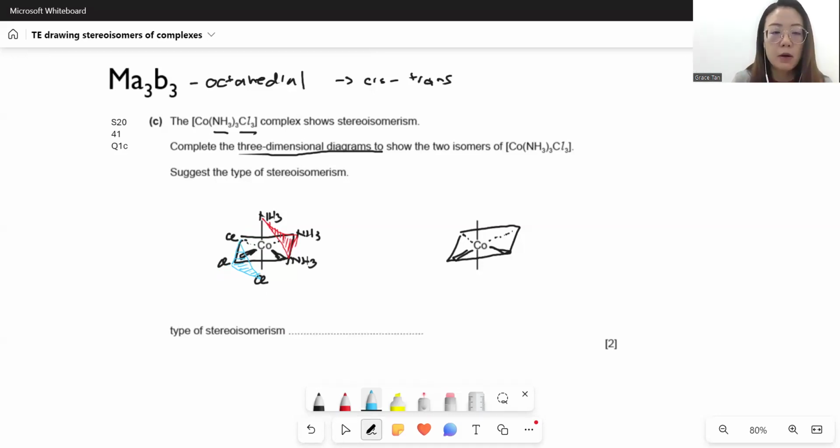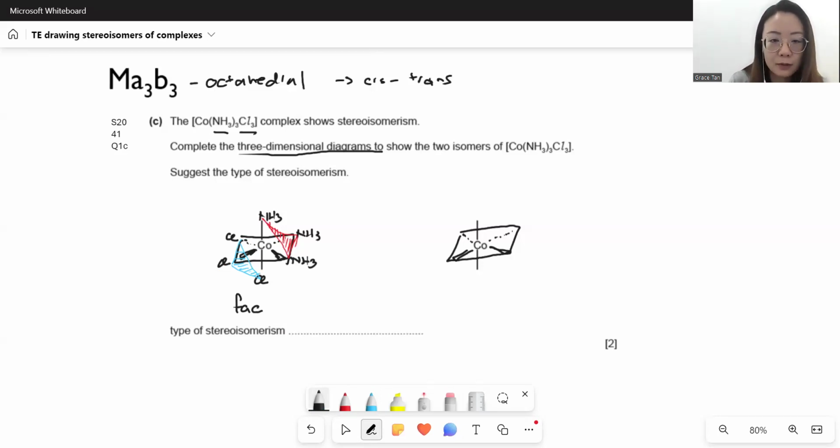Okay, so the actual name for this isomer is called facial isomer. Okay, we call this fac. Okay, facial. It comes from the word facial. The actual true name for this isomer is called fac. Okay, because we do see two faces of triangle in this drawing. Okay, now therefore we move to the next one.